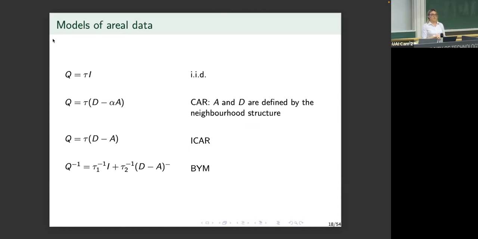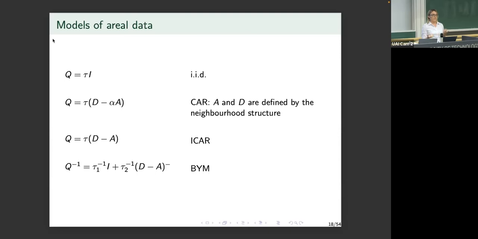Here's a list of the models which we use in practice. First of all is, of course, the independent random effect at each location, sometimes useful, but rarely. Most likely, for the types of scenarios that we studied, there is some spatial correlation, and there are three common ways to describe it, such as the conditional autoregressive model, where, in all the slides, the matrix D is diagonal, where each entry on the diagonal is the number of neighbors of each area.